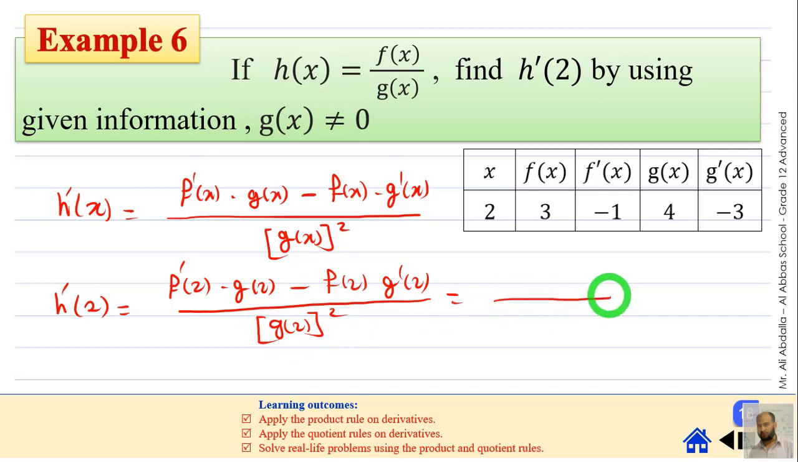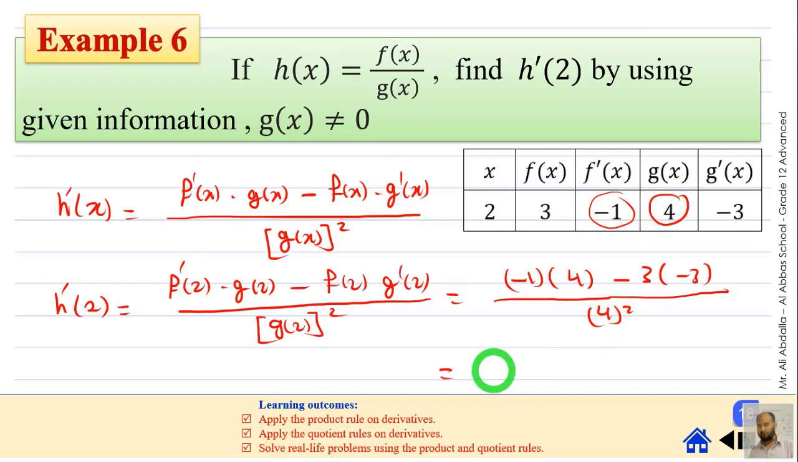Then we can use our given information from this table. f'(2) equals negative 1, g(2) equals 4, f(2) equals 3, g'(2) equals negative 3, over g(2) equals 4 to the power 2. Then we can find the value by using a calculator. Negative 4 plus 9 over 16 equals 5 over 16.